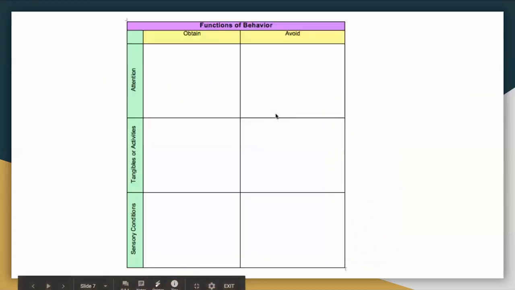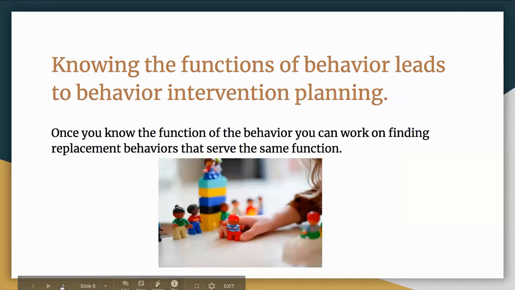For those of you who are visual, I like this matrix here because once you start taking your ABC data, you can plug it into this chart and you can really clearly see, okay, it looks like they are trying to obtain attention with all of their behavior, and you can clearly see things show up in different parts. So are they obtaining or avoiding attention, obtaining or avoiding tangibles or activities, obtaining or avoiding sensory conditions? And you can just write it here in narrative form.